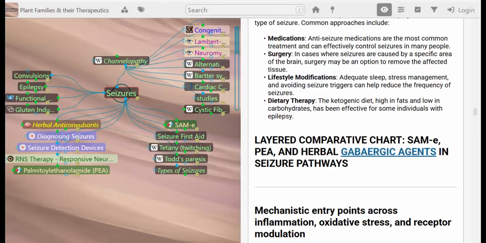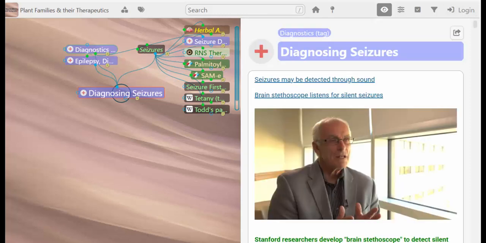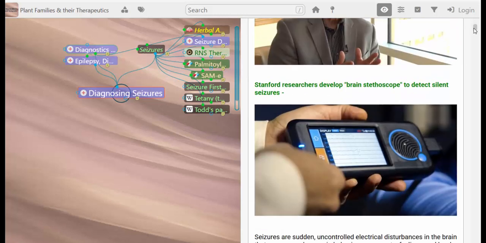All right, before we continue with this section, let's take a look at diagnostics. On the left-hand side of the screen, this is the color for diagnostics. When it comes to diagnosing seizures, we see that they can be detected through sound, and also there's something called a brain stethoscope that listens for silent seizures. Here are a couple of videos. Here's the brain stethoscope.